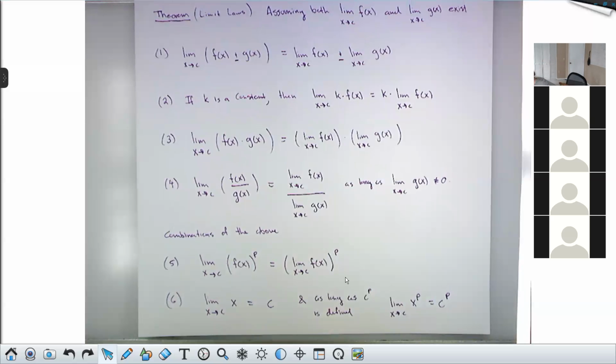Professor Falsticker, what does it say after the ampersand? It's a little small. There's a constant, where did I use that? And as long as c to the p is defined. So like, 0 to the negative 1 is not defined, right? That's 1 over 0. So as long as c to the p is defined, we can take this limit just by plugging in. But the words here are "as long as c to the p is defined." Thank you.